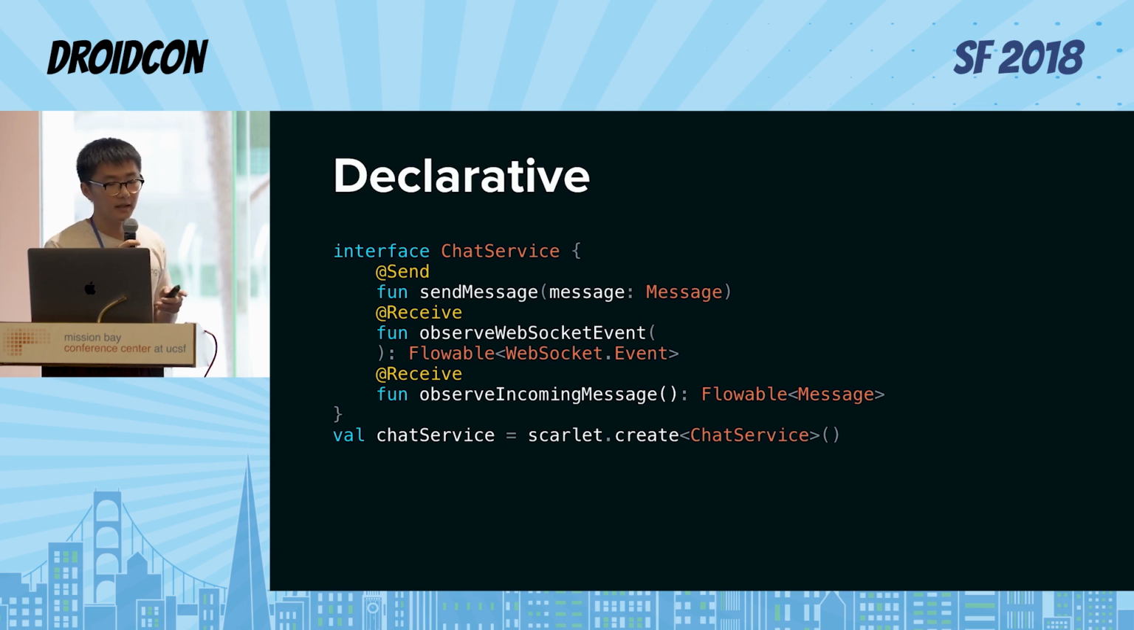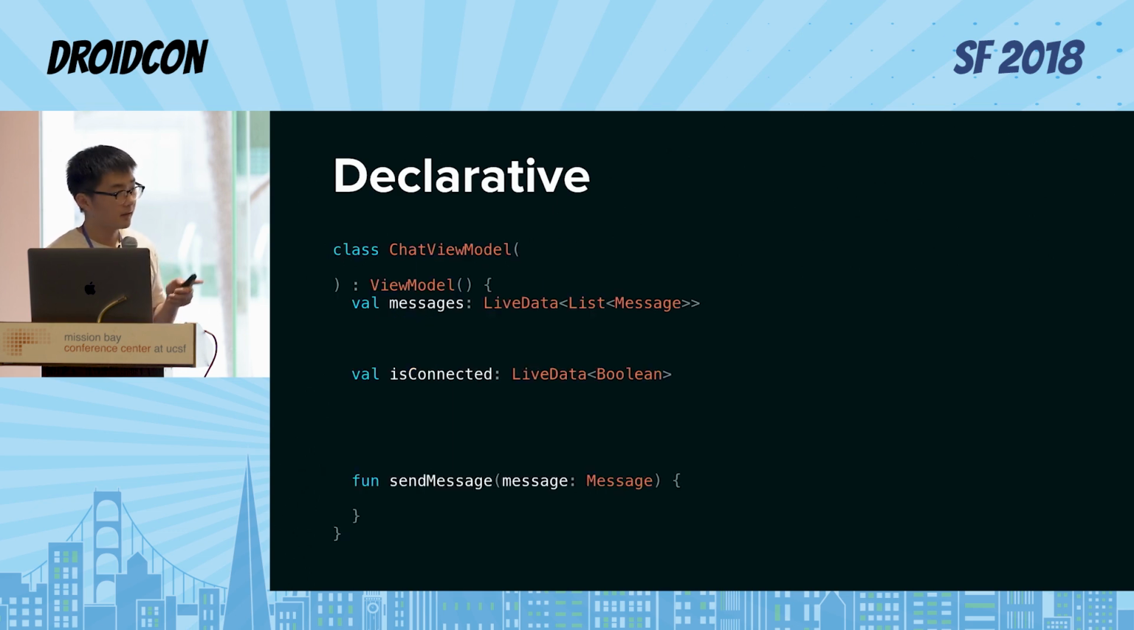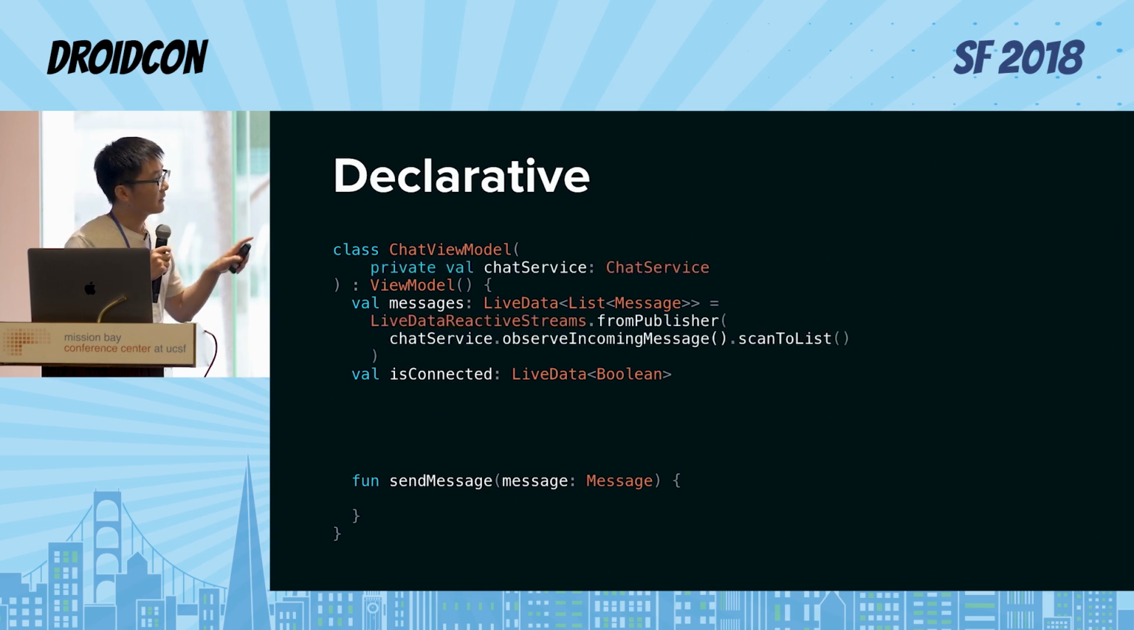Just to recap, we created an interface with three methods and used Scarlet to create an implementation. Let's use it in the chat view model. Right? And we have a messages live data.